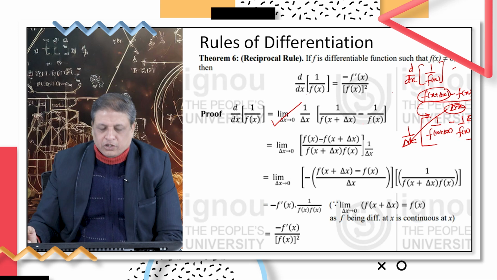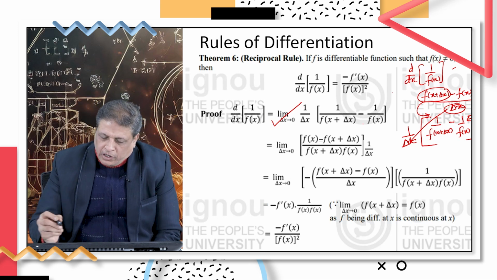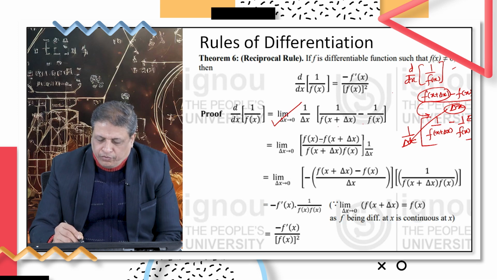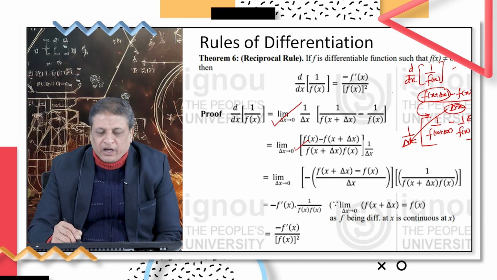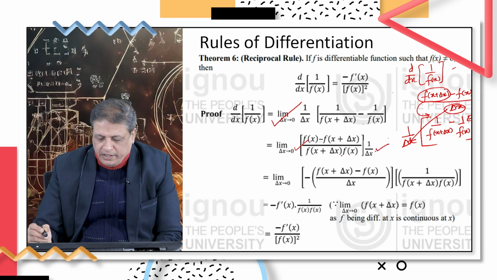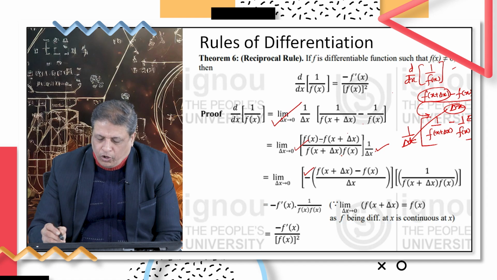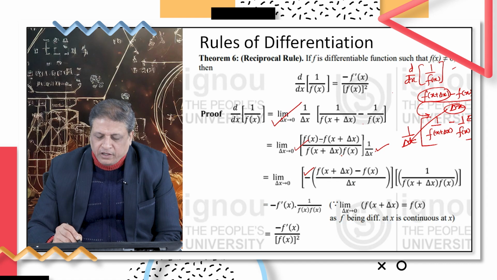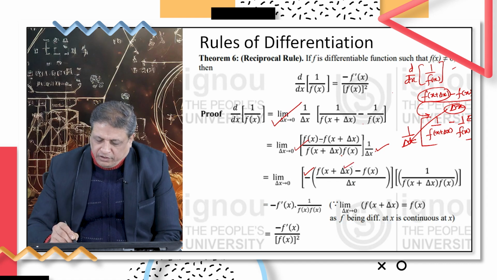So, the entire expression turns out to be 1 over delta x into 1 over f(x plus delta x) minus 1 over f(x). Now, taking the LCM and solving, you will get this expression, that is f(x) minus f(x plus delta x) upon f(x plus delta x) into f(x), into 1 by delta x. Taking the minus sign common from the numerator, you will get the fundamental expression, that is f(x plus delta x) minus f(x) upon delta x. And this expression is nothing but your first derivative f dash x.